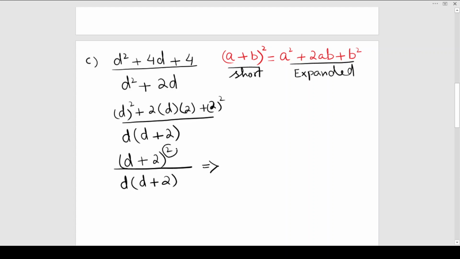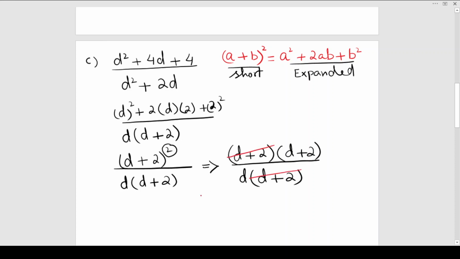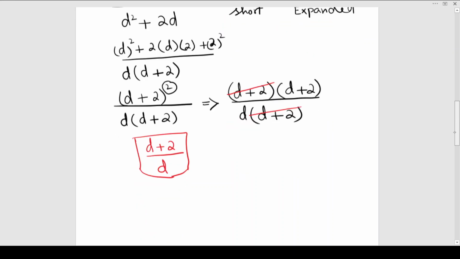Now look, the power is 2, so you can write it two times: (d plus 2) into (d plus 2) divided by d into (d plus 2). Now you can simplify the same terms. The choice is yours. You can cancel this with it, and your final answer after this step will be (d plus 2) by d. This is your final answer of this part. I hope you guys got it. We completed C. Let's move on to the next.